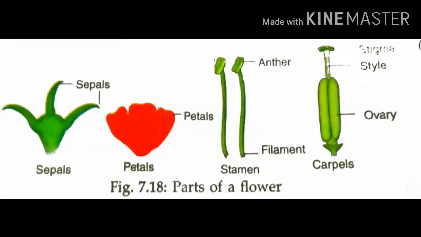Next we are going to see petals. Do you know petals? Yes. This is a very attractive part in the flower. By the petals only we are attracted to the flowers. They are the leaf-like colored parts next to the sepal. Sepals are green in color but petals are in different colors.